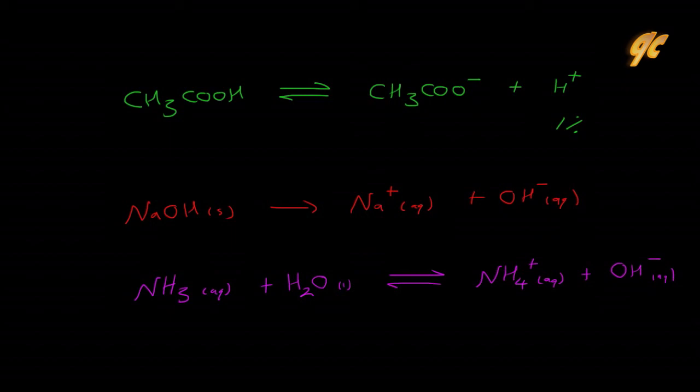So in the Arrhenius theory of acids and bases, acids will release a hydrogen ion and bases will release a hydroxide ion.